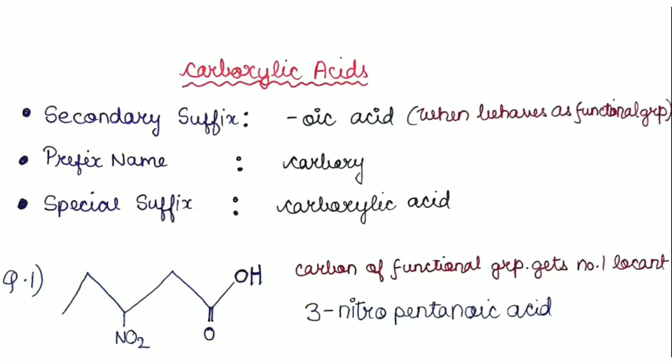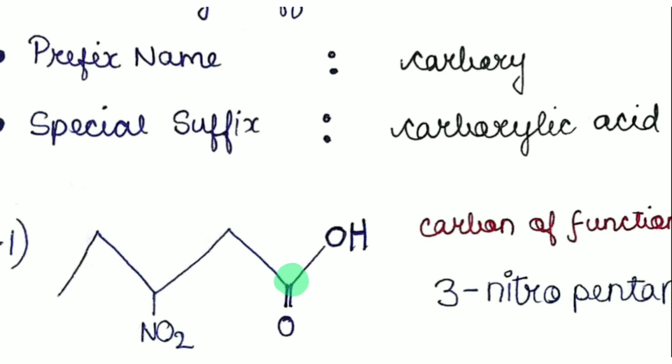So the functional group that we are going to learn about today is carboxylic acids. So guys, what is the structure of a carboxylic acid? Basically it will consist of C double bond O OH. COOH is the structure for any carboxylic acid.